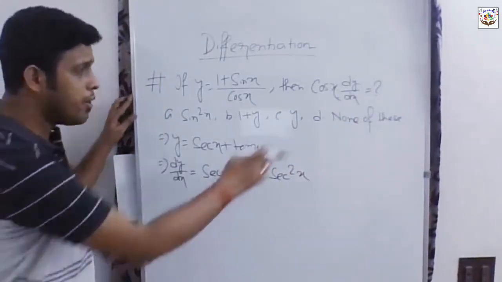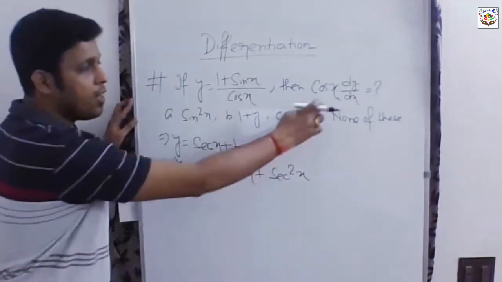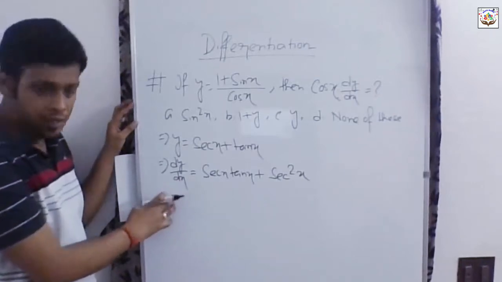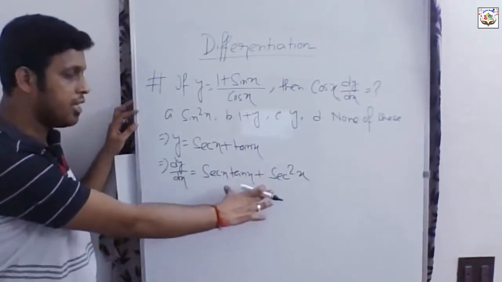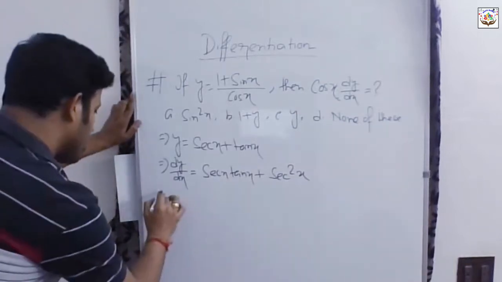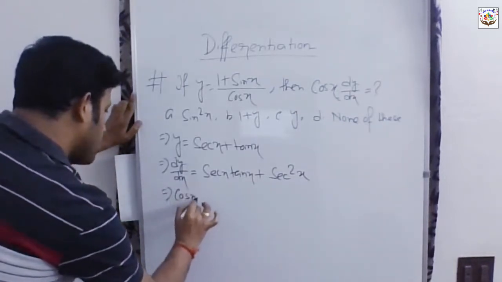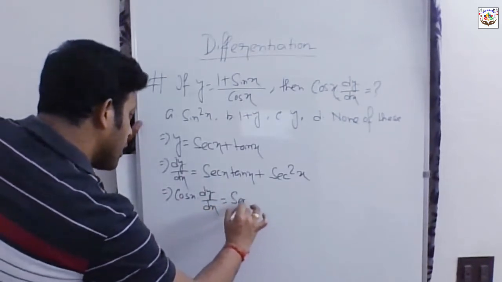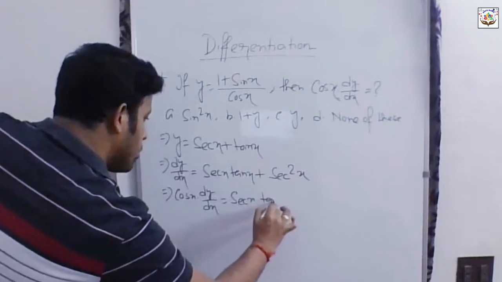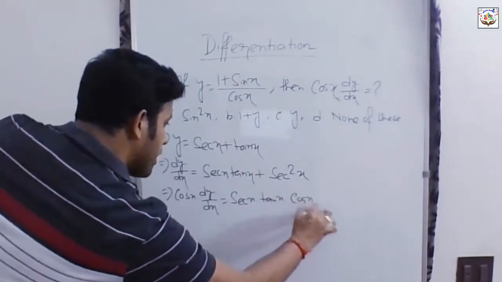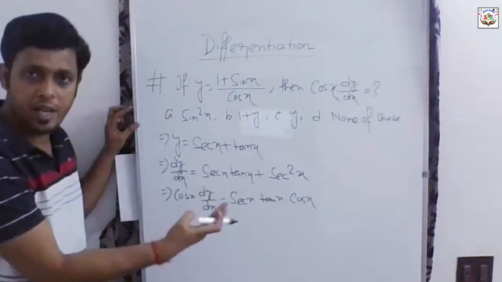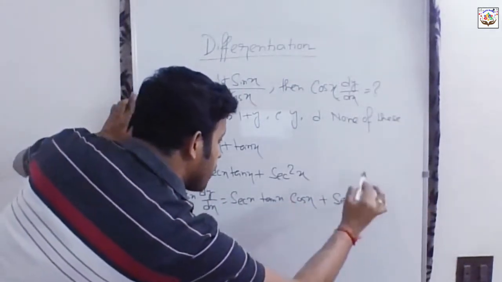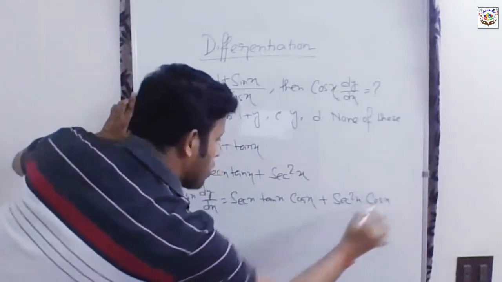So what we need to find out as a resultant is cos x into dy dx. So we have to multiply cos x with this dy dx. Similarly, we need to multiply cos x on the right hand side also, right? So cos x into dy dx equals sec x into tan x into cos x, as we are multiplying cos x to both of the sides. And here it will be sec square x into cos x.